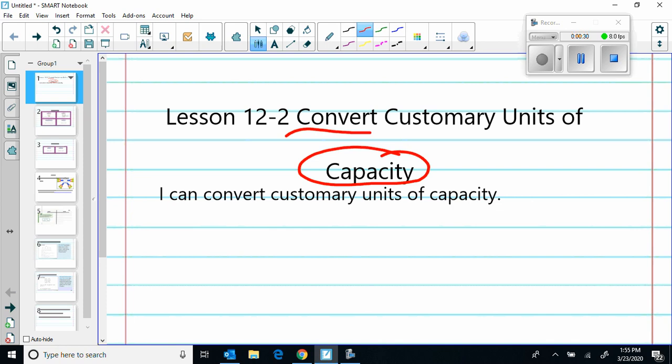So please label the top of your page 12-1, convert customary units of capacity, and then write your I can statement. I can convert customary units of capacity. When you're done writing that, push play and move on to the vocabulary.